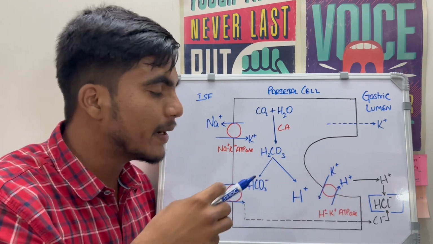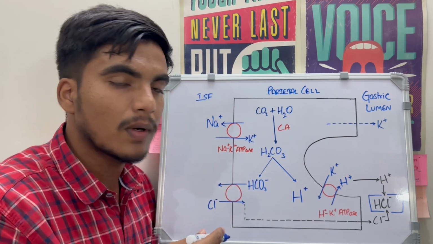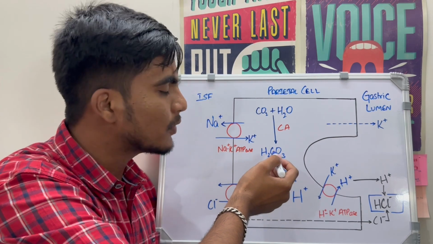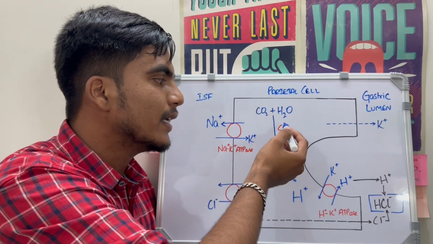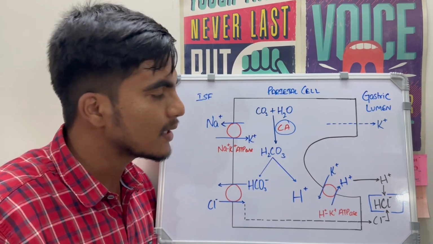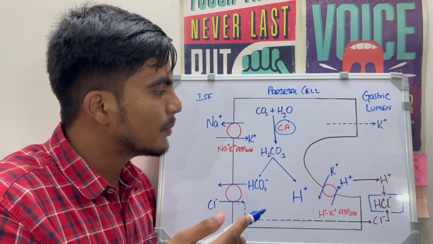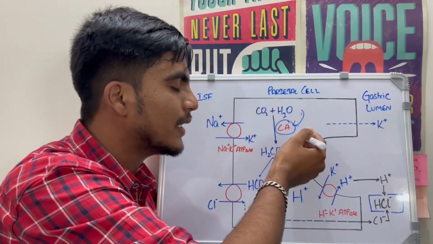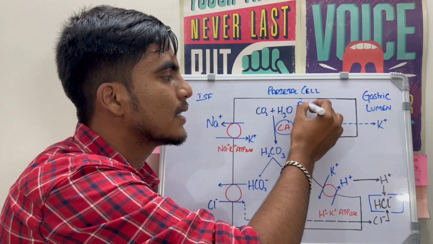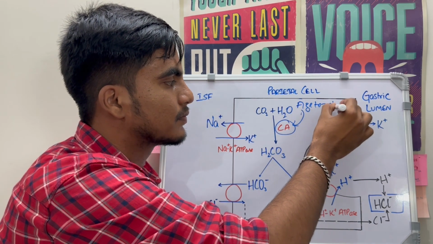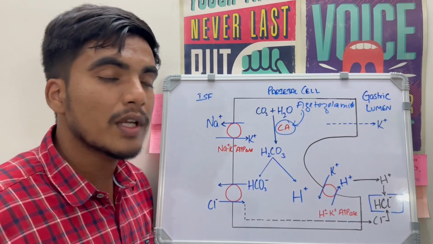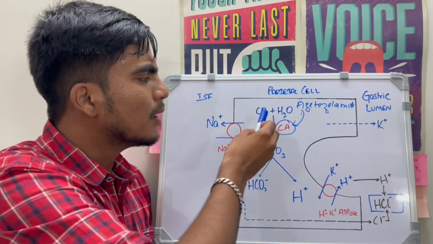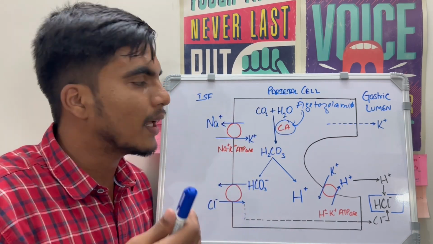We get this H+ from the breakdown of H2CO3. From the carbonic acid breakdown, the H+ comes. Where do we get this carbonic acid? Carbonic acid is formed from the joining of carbon dioxide and H2O in the presence of an enzyme called carbonic anhydrase. So when carbon dioxide and H2O join in the presence of carbonic anhydrase, we get carbonic acid. To block the carbonic anhydrase enzyme, we have acetazolamide, right? Where does carbon dioxide come from? From metabolism and the plasma we get carbon dioxide.